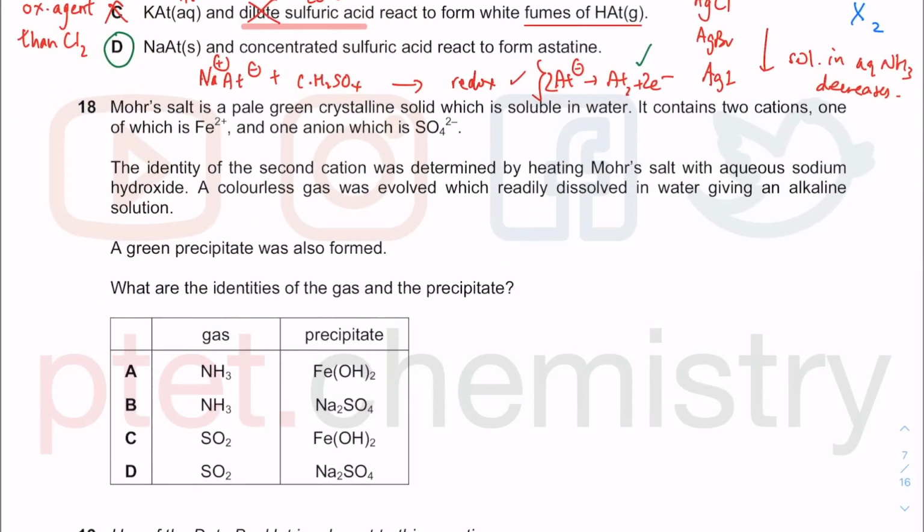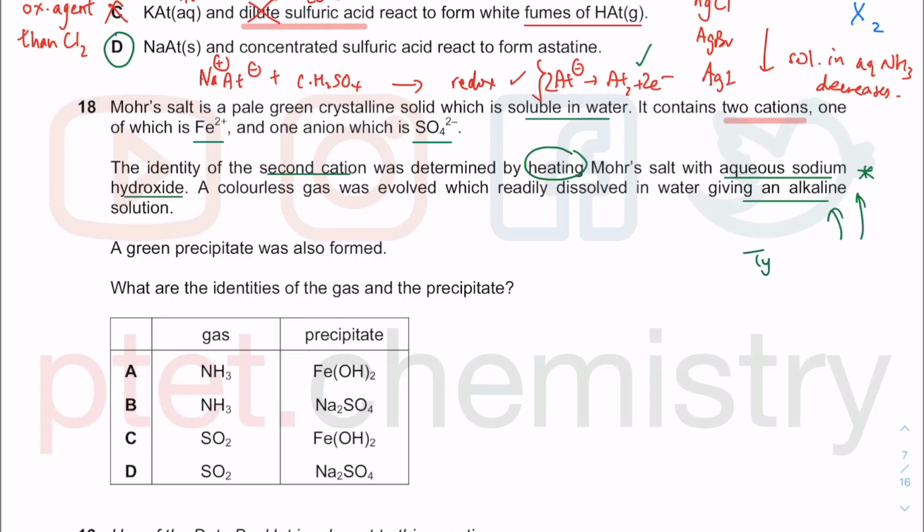Question 18, we have more salt. This is a pale green crystalline solid, soluble in water. What is important is it has two cations, one of which is Fe2+, and the other one you don't know yet. So we have the missing cation, and that is our identity that we need to find. We heat it with aqueous sodium hydroxide. So we have to heat it, and we heat it only after we added some aqueous sodium hydroxide. We get a colorless gas, dissolved in water giving an alkaline solution.